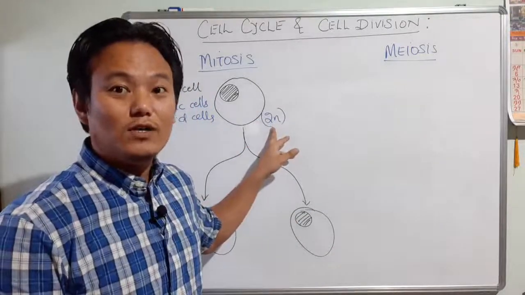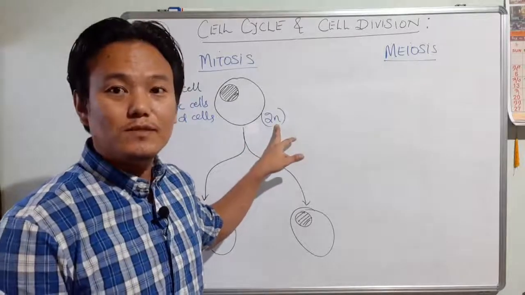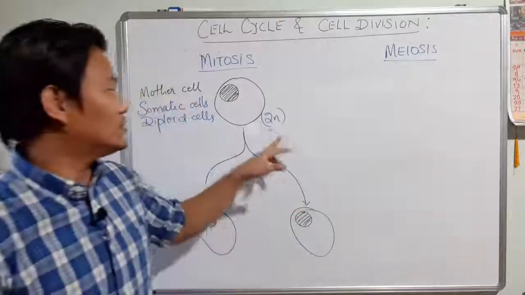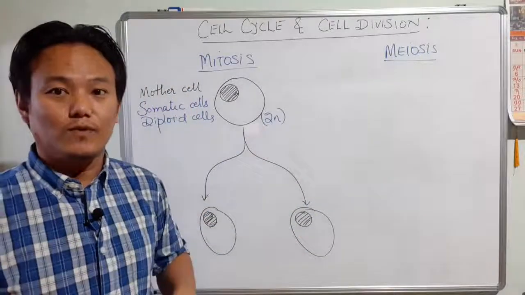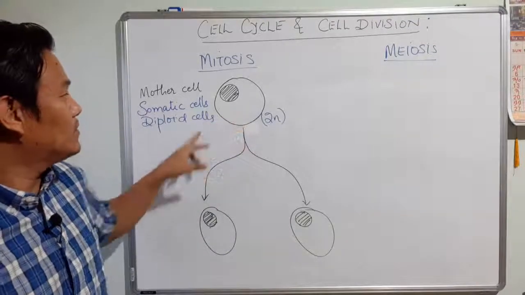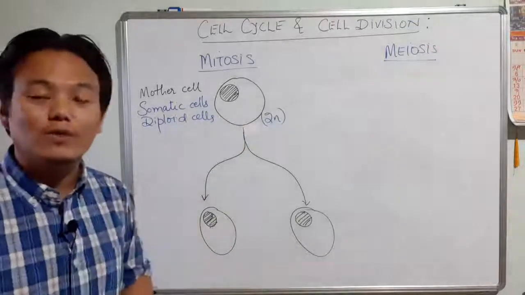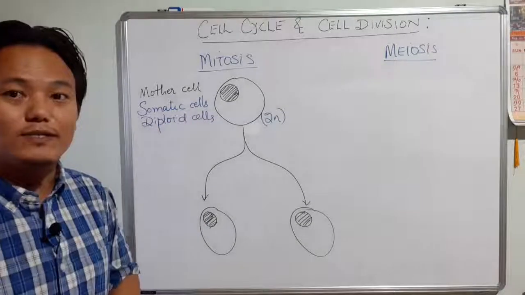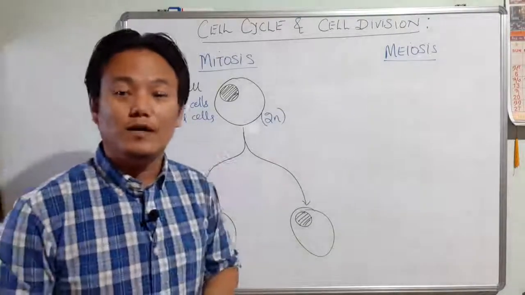So 2n, 23 pairs, total 46 chromosomes. So the diploid number is 46. Somatic cells which are diploid cells will undergo mitosis.